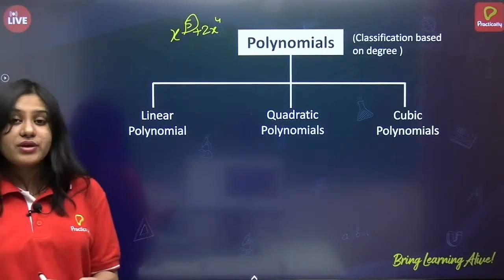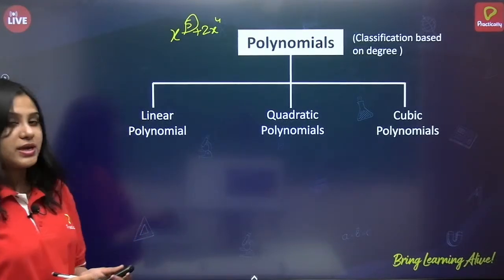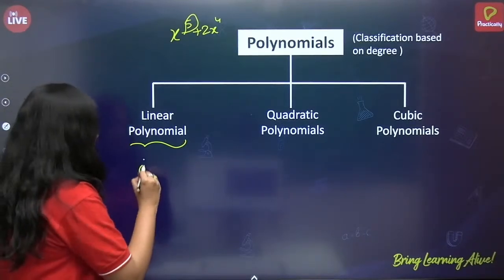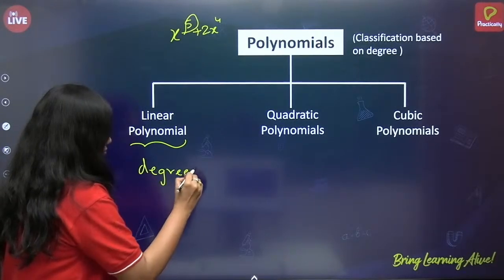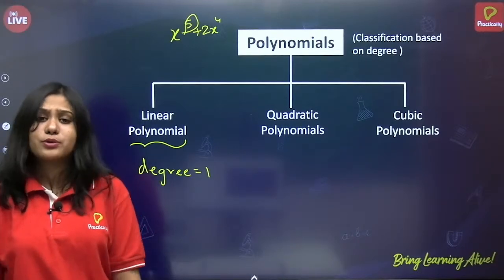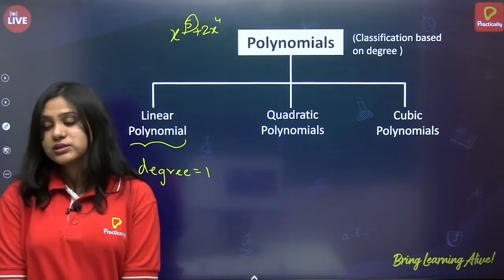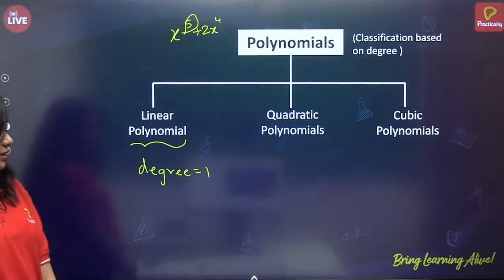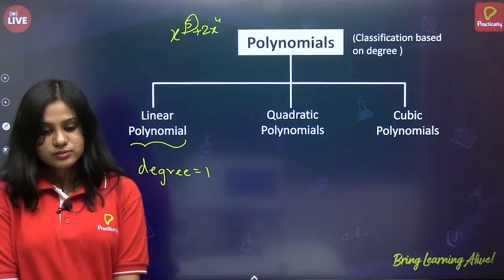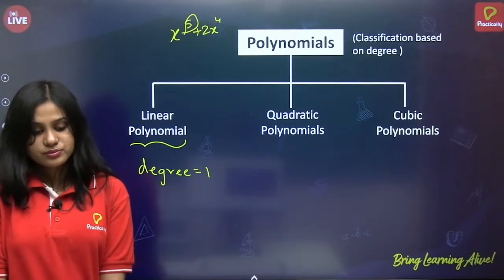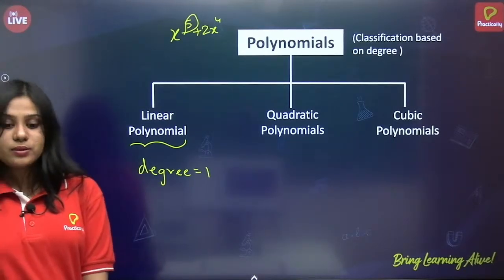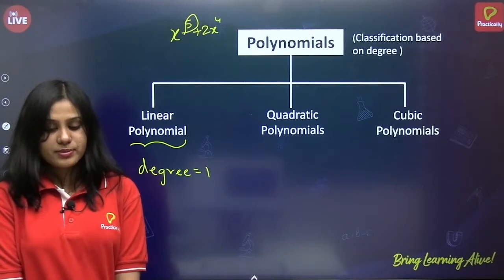So now we will see the classification of polynomials based on the degree. So first is the linear polynomial. That means the degree of the polynomial is 1. Now if I say the degree of the polynomial is 1, can you give any example of it? Please do type in the comments. Tell me an example of a linear polynomial. Just type in the comments, okay?